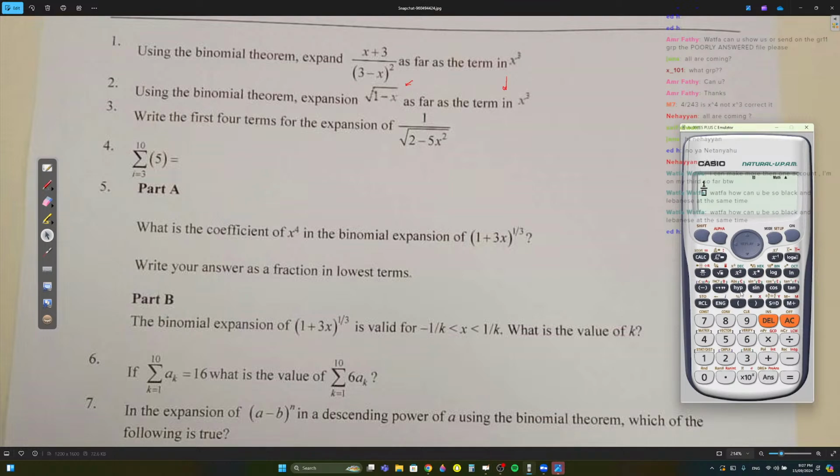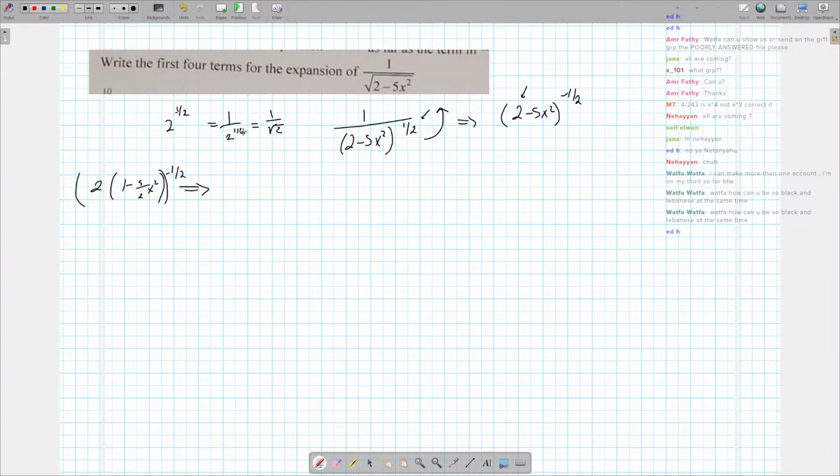Yeah, hold up. 1 over radical 2. Not 1 over radical 2. Yeah, 0.7. Yeah, it is. So it's the same as 1 over radical 2. Okay? 2 to the power of minus half, you take it down to make it positive, and then half is just square root. Okay, so it's 1 over radical 2 times this expansion, right? Times 1 minus 5 over 2 x squared to the power of negative half.